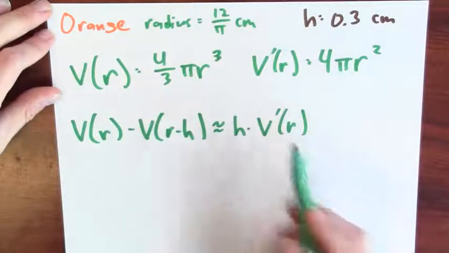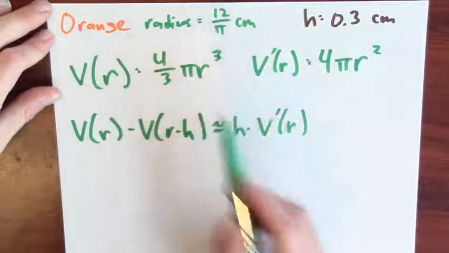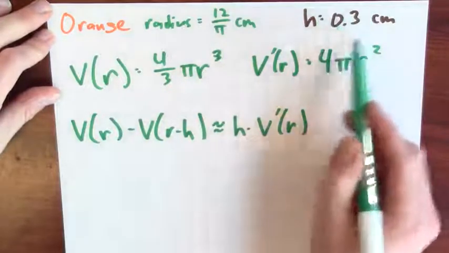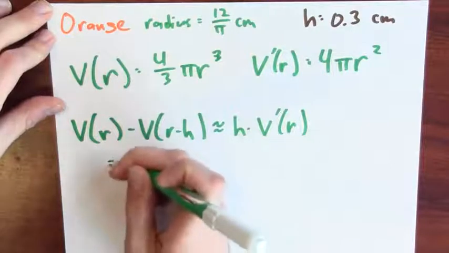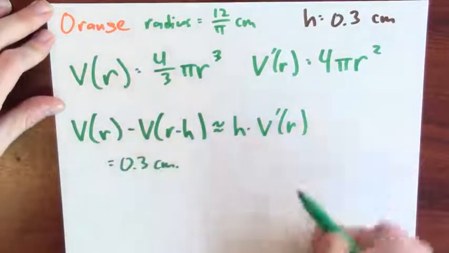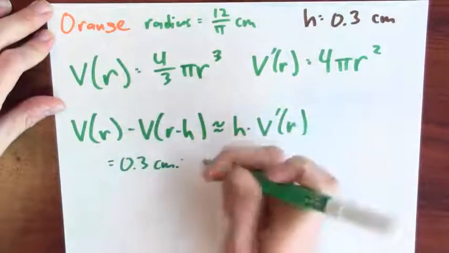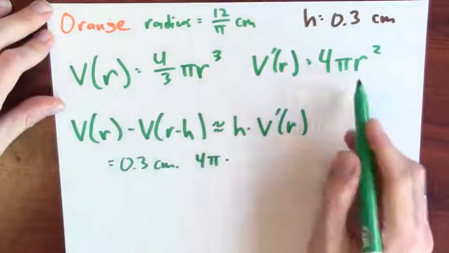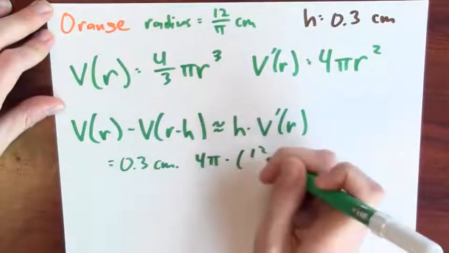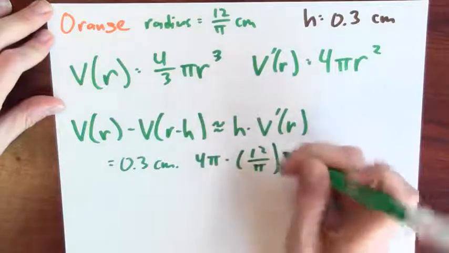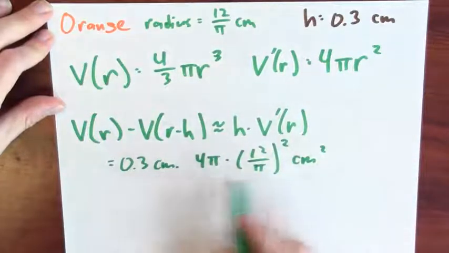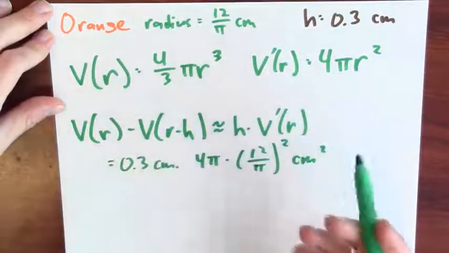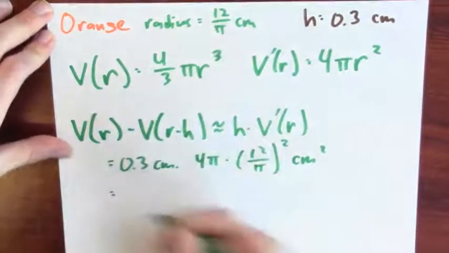Now in this case, what do I know? The orange's radius is 12 over pi, so I'll use that for r, and the rind's thickness is 0.3 centimeters, so I'm going to use that for h. So this is 0.3 centimeters times 4 pi times this radius, which is 12 over pi centimeters squared. So this is cubic centimeters. Well, that's good because I'm trying to calculate a volume. And I'll just keep calculating here.